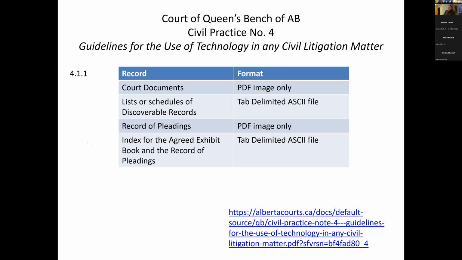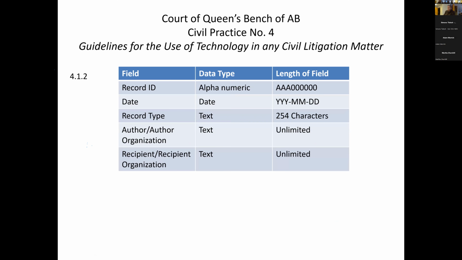And you can see that that last row talks about an index for agreed exhibit book and the record of pleadings. It has to be a tab delimited ASCII file. So that means that's to make it possible for the opposing party to be able to make use of the digital information and do whatever they want, including some form of analysis.